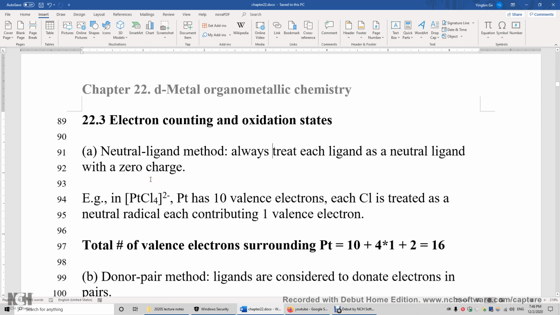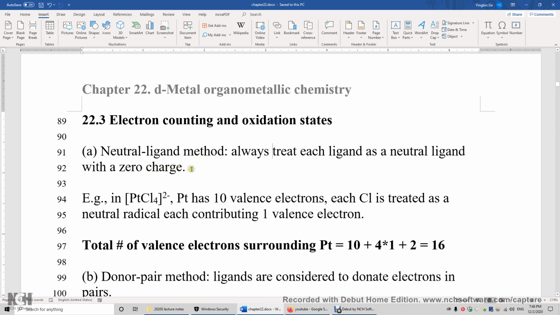Section 22.3 Electron Counting and Oxidation States. There are two ways to count the number of valence electrons that surround the transition metal center. The first method is the neutral ligand method. When you use this method, you should always treat each ligand as a neutral ligand with a zero charge.